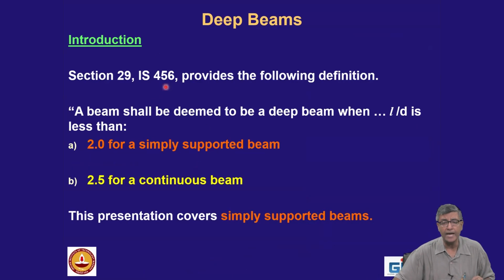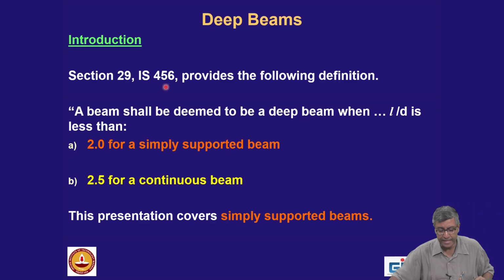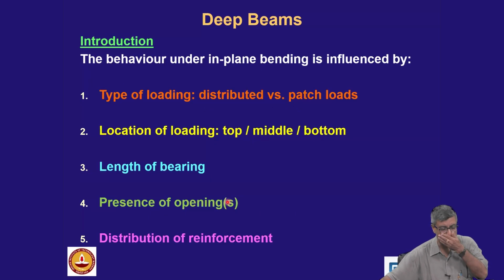Now, section 29 of IS 456 covers the deep beams. A beam shall be deemed to be a deep beam when the effective span to effective depth ratio is less than 2 for a simply supported case and 2.5 for a continuous one. There are slight variants in definitions in the different codes, but that's not an essential thing. Finally, the analysis procedure is similar. In this presentation I'm covering only simply supported beams. This can be extended to continuous beams.